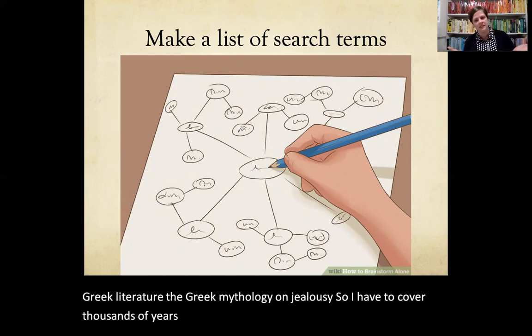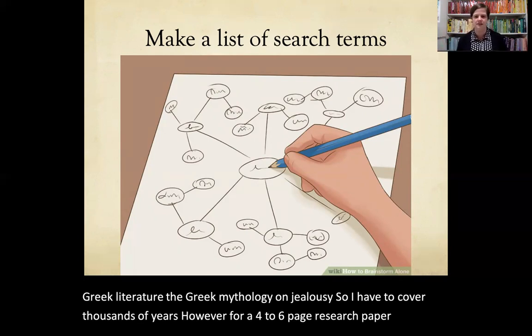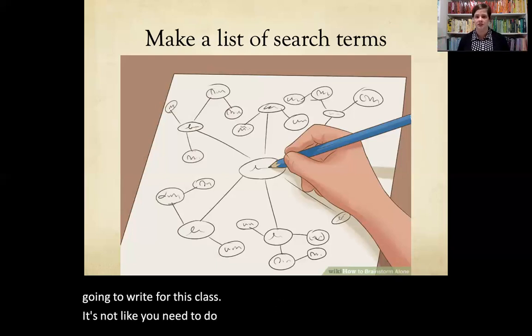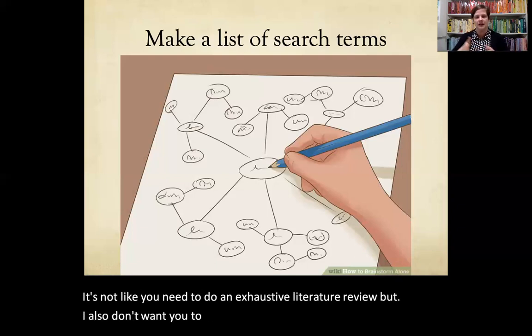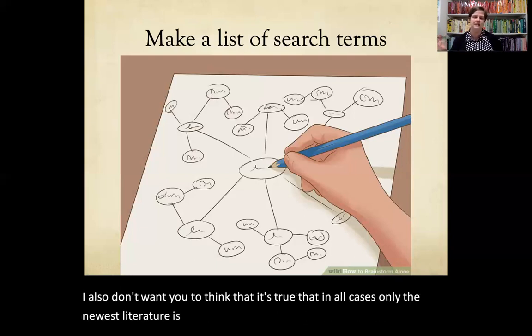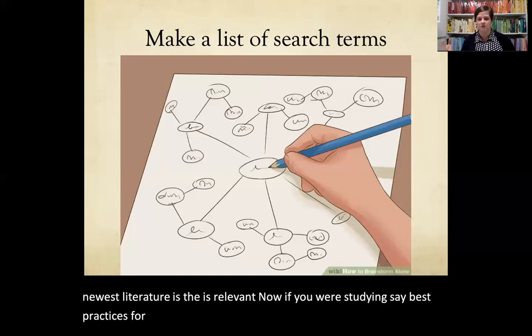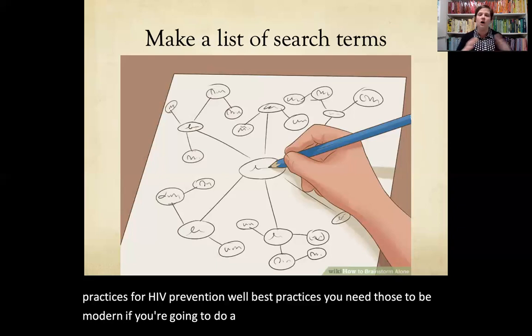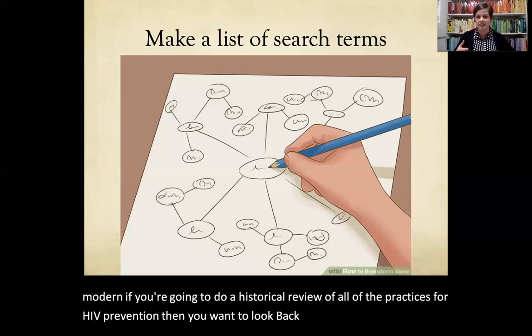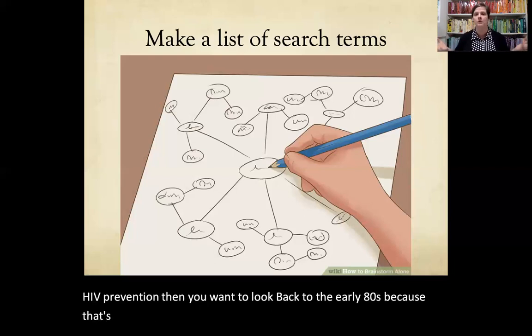However, for a 4 to 6 page research paper like you're going to write for this class, you don't need to do an exhaustive literature review. But I also don't want you to think that in all cases, only the newest literature is relevant. Now, if you were studying, say, best practices for HIV prevention, well, best practices, you need those to be modern. If you were going to do a historical review of all of the practices for HIV prevention, then you'd want to look back to the early 80s because that's when HIV became known as a problem, and therefore we started trying to prevent it.